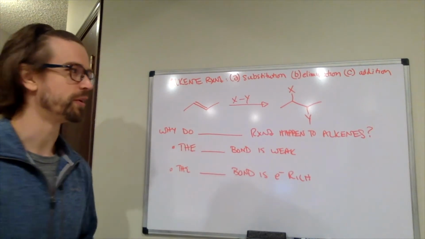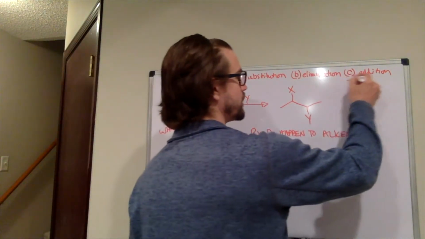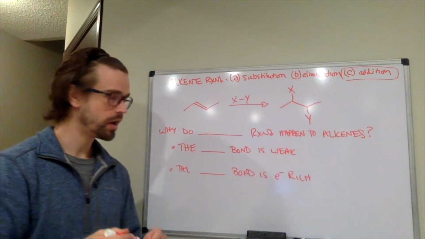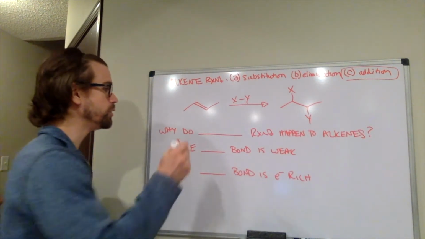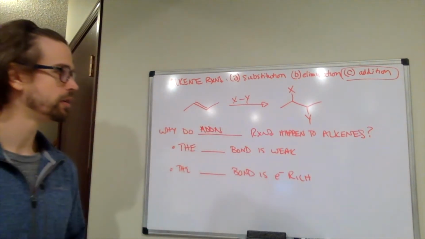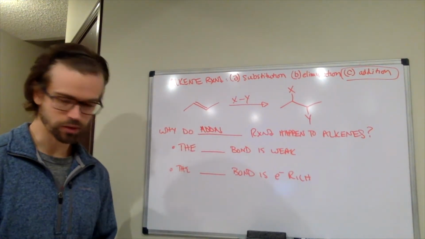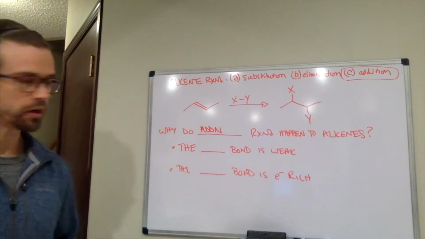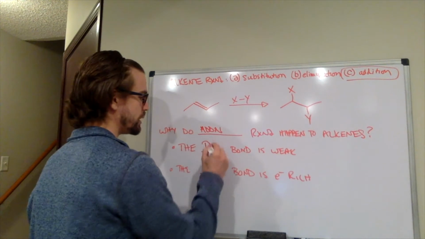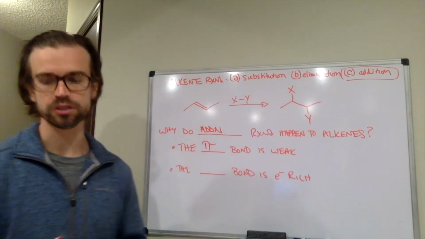Okay, hopefully that was pretty easy. This is an addition reaction, right? We added X and Y to that molecule. So why do addition reactions happen to alkenes? So things we've talked about before, the pi bond is weak. The pi bond is weak, so that's the first reason why these happen.